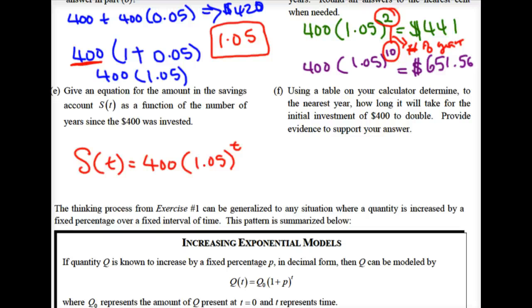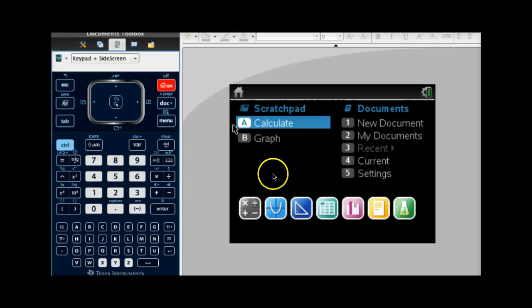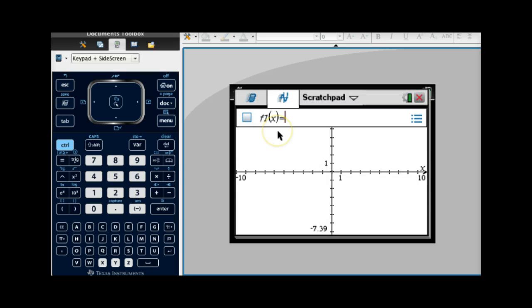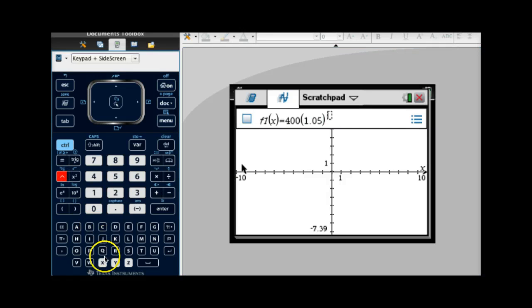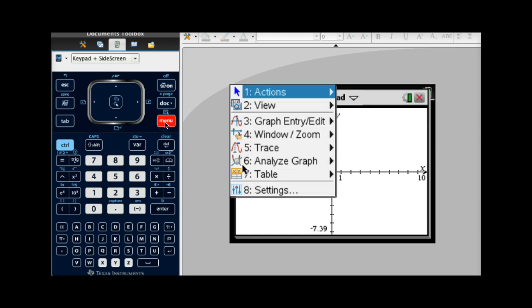Provide evidence. So if 400 is being doubled, I know it's going to be somewhere around 800. So what am I going to do? Let's get our calculator and enter that function. All right, so I hit graph. I want to enter my function. It was 400 and then it was 1.05. But remember, the calculator can't read t, so we're going to use x. Enter. Don't worry, you're not going to see the graph. What we want to do is go to table.